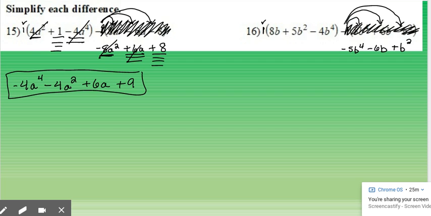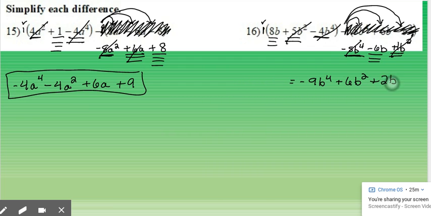Okay, biggest exponents are b to the fourth. So negative 4b to the fourth plus negative 5b to the fourth, that's negative 9b to the fourth. My b squareds, 5 plus 1 is 6b squareds. Remember, when you add, you don't mess with exponents. And 8b plus negative 6b is positive 2b.